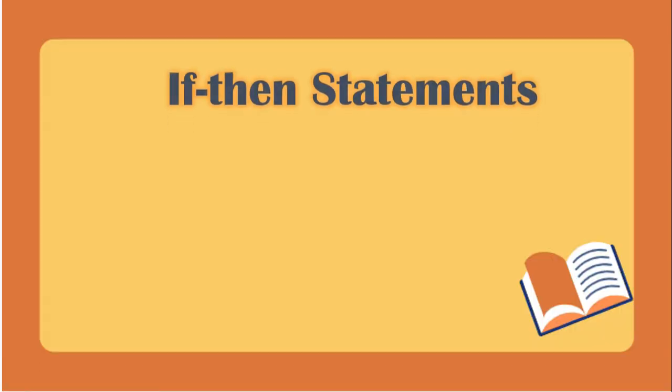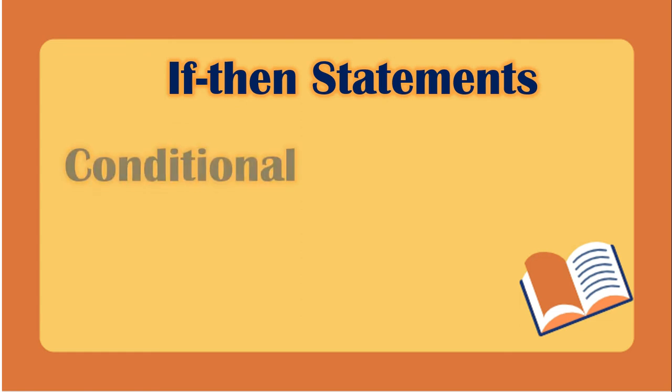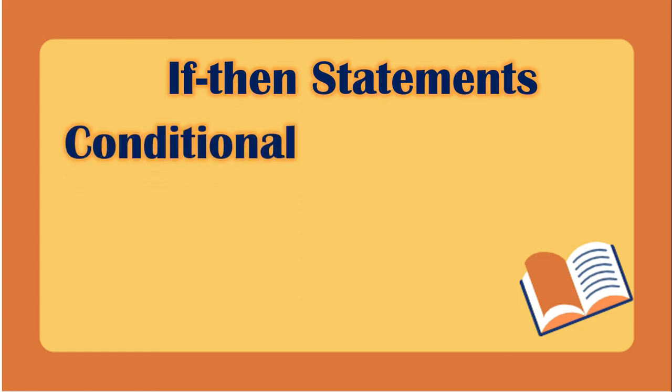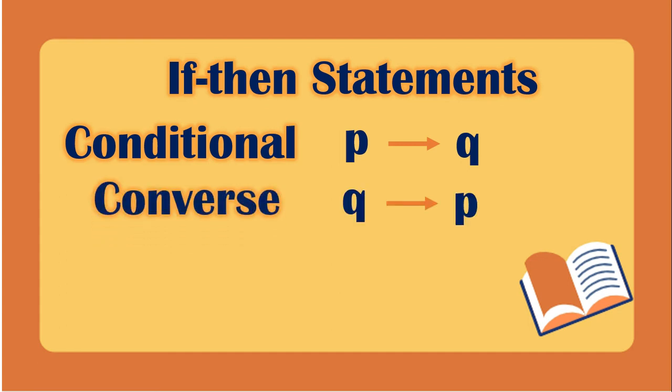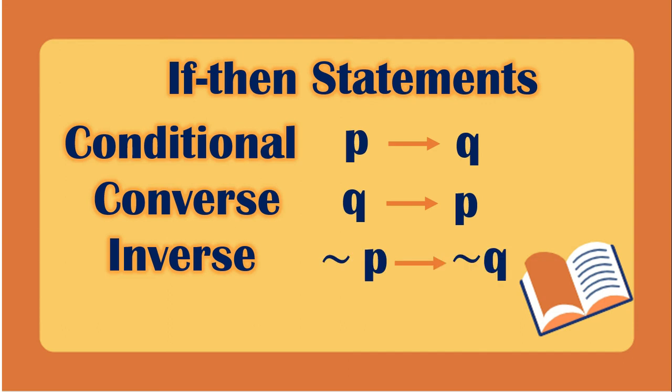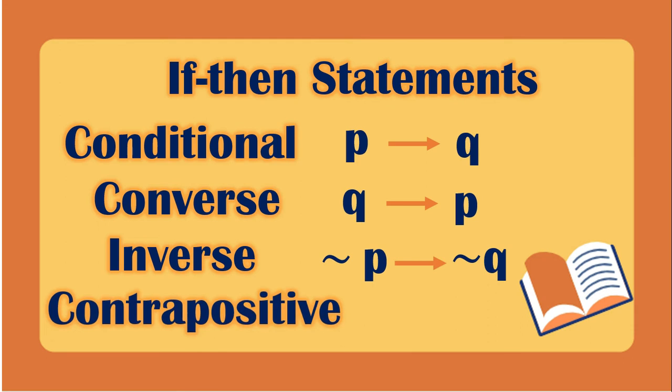Now, let us recall the if-then statements. We have conditional, it is P implies Q. Converse, it is Q implies P. Inverse, it is the negation of P implies the negation of Q. Contrapositive, it is the negation of Q implies the negation of P.